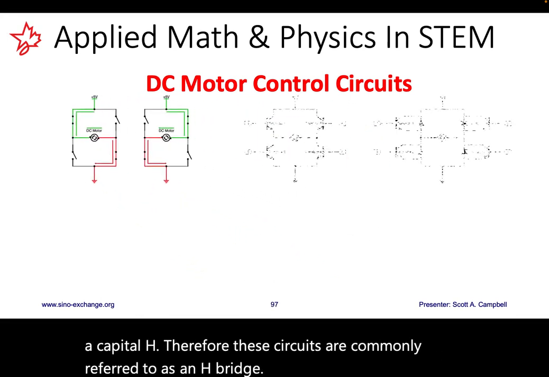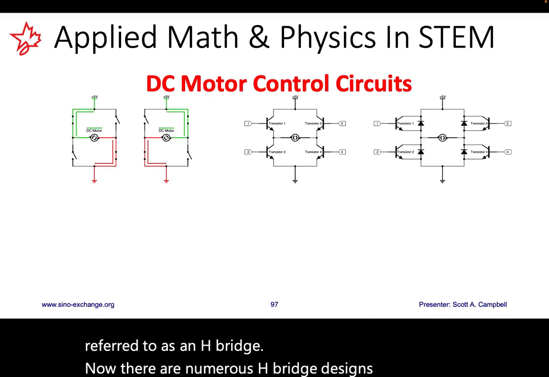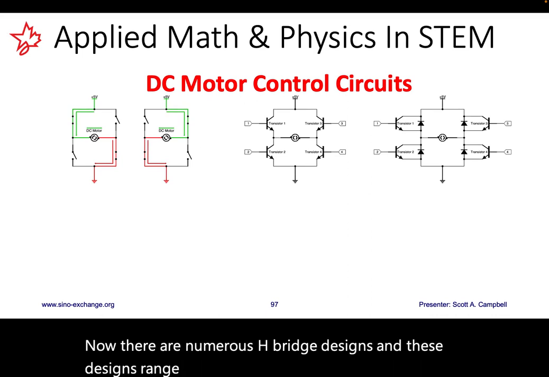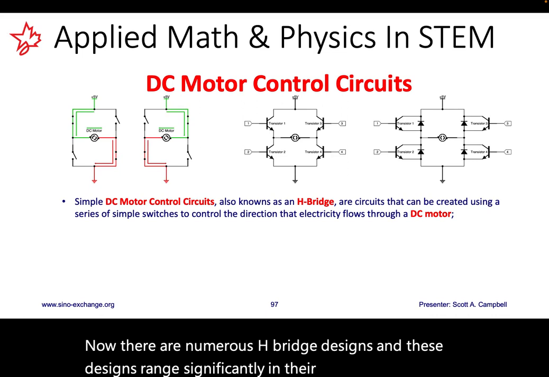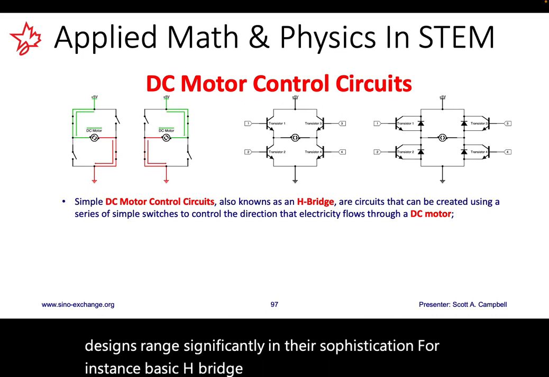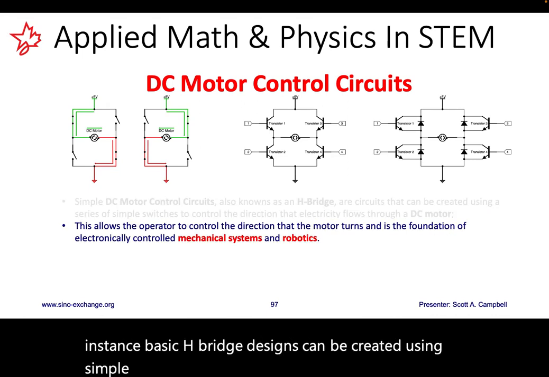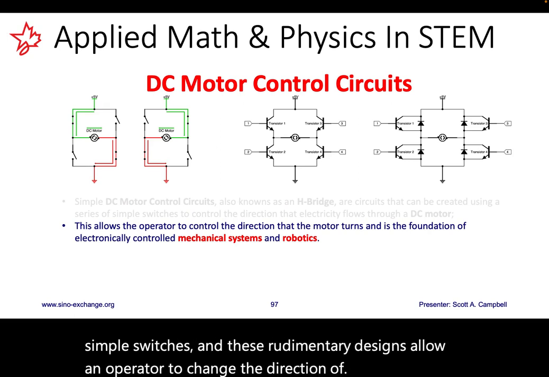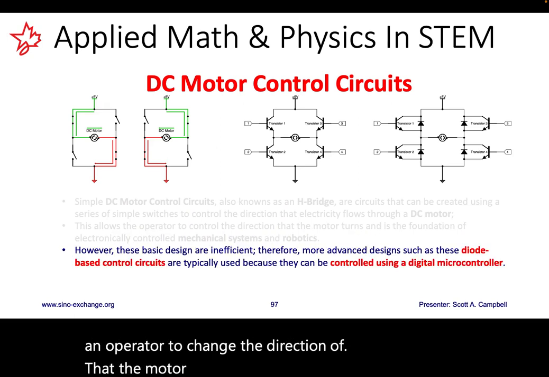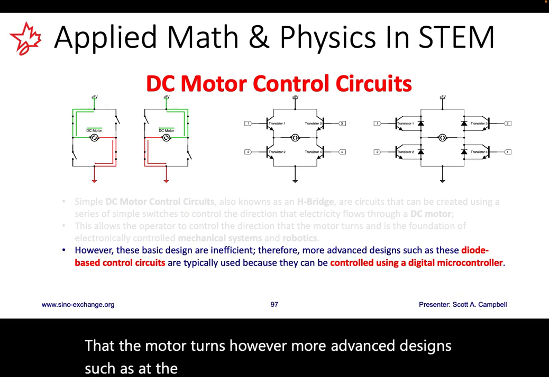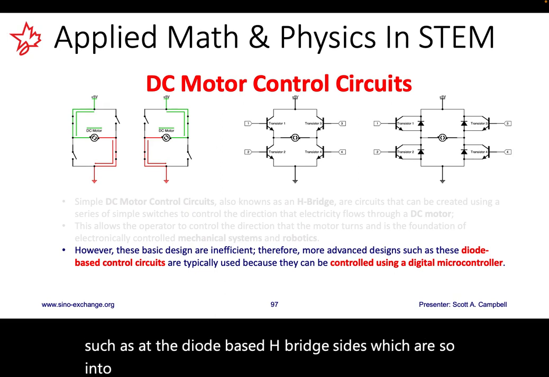Now, there are numerous H-bridge designs, and these designs range significantly in their sophistication. For instance, basic H-bridge designs can be created using simple switches, and these rudimentary designs allow an operator to change the direction that the motor turns. However, more advanced designs such as the diode-based H-bridge designs, which are shown to the right, can be controlled using a digital microcontroller.